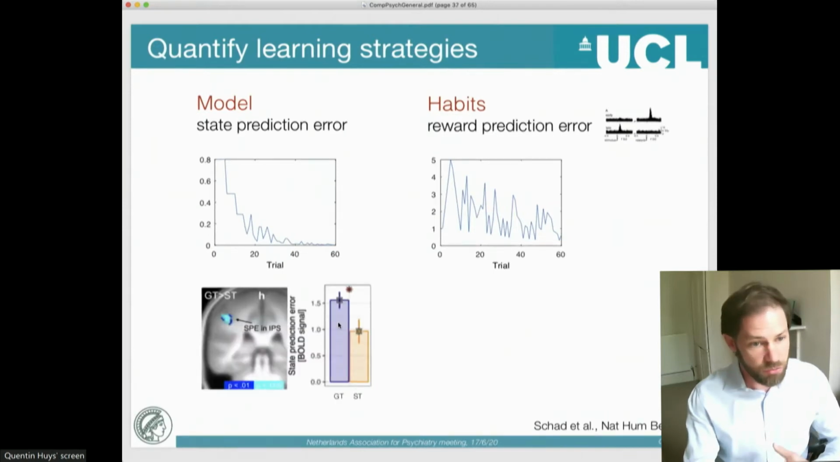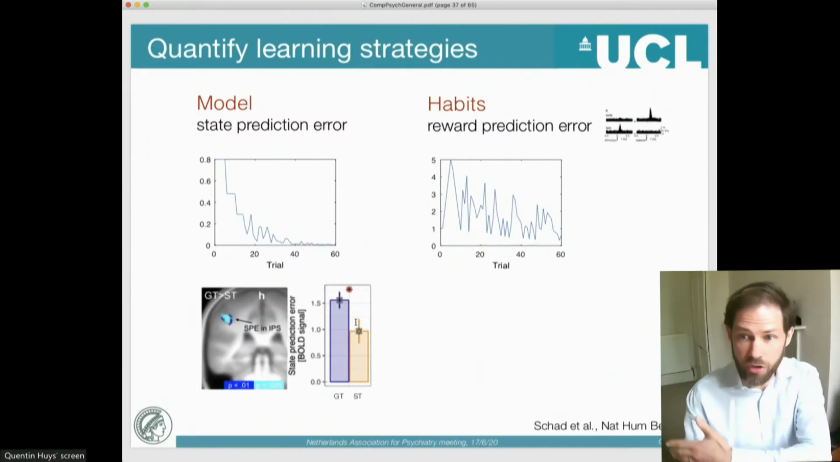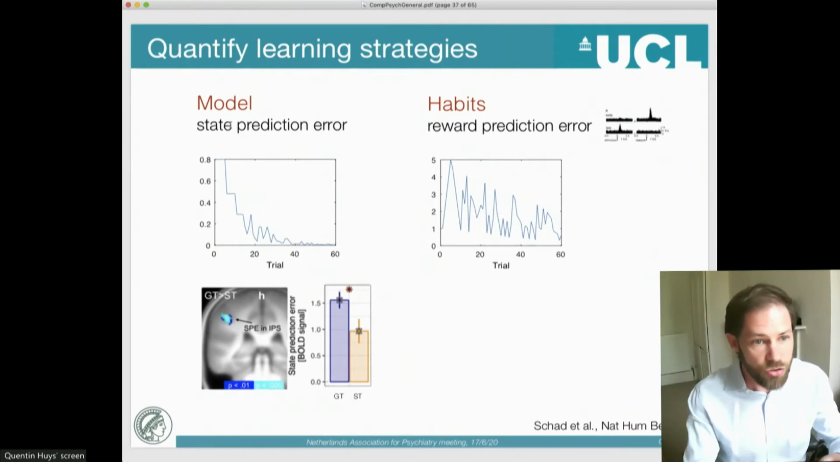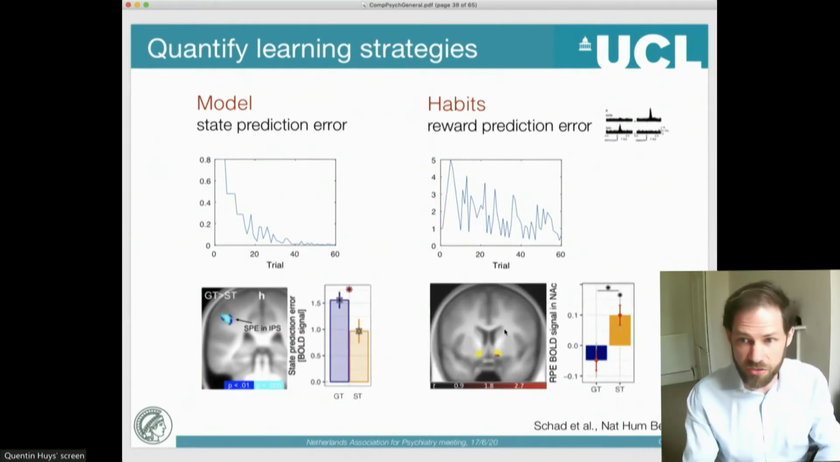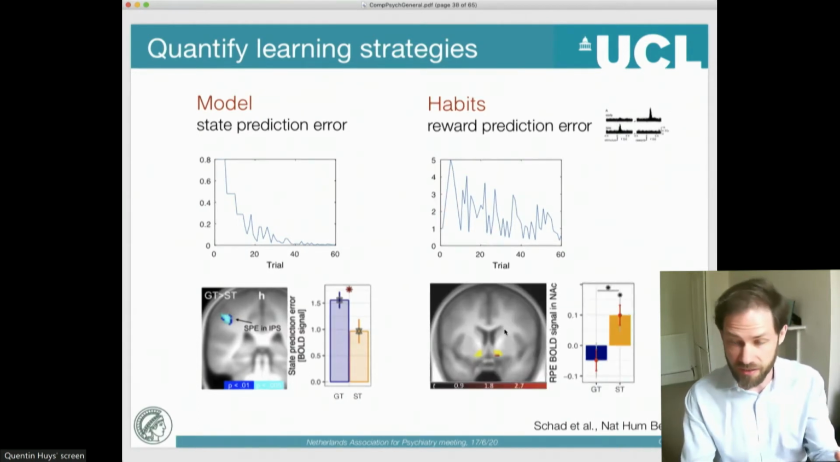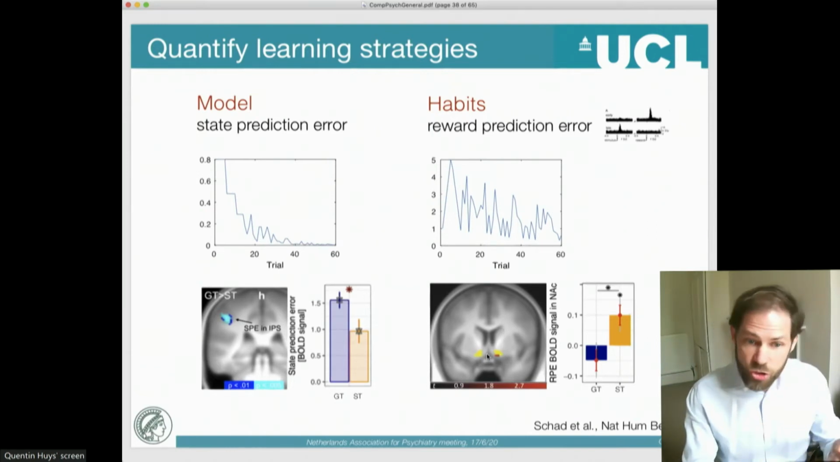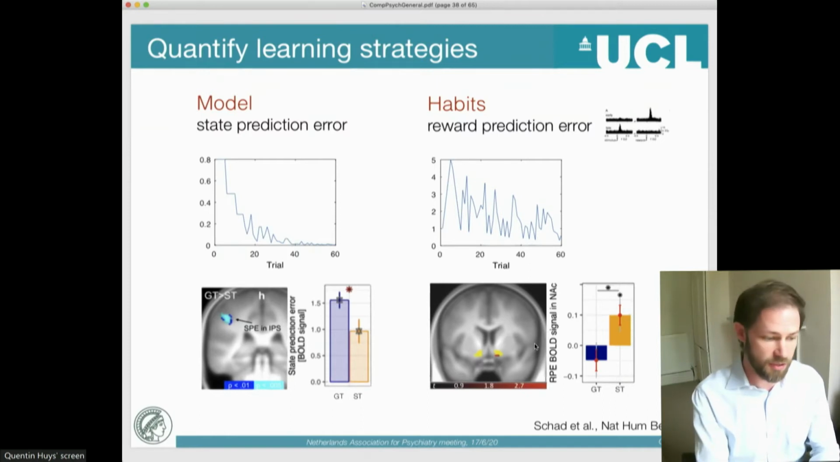And strikingly, what we find is that some individuals, those that look at where the coin is going to appear, use state prediction errors, and we see that in their intraparietal sulcus. Whereas the sign trackers that look at the CS, at the signal, at the light, show a reward prediction error, and the other groups don't show the signal. So we see the same dissociation of learning signals in different people and humans.